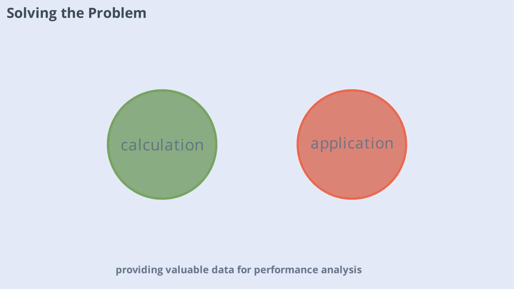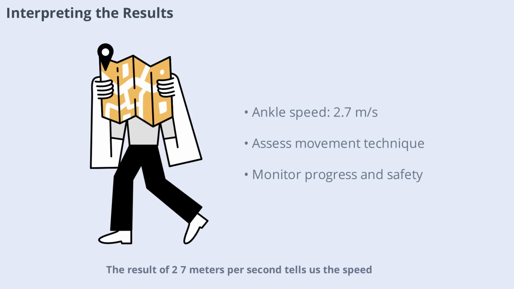The result of 2.7 meters per second tells us the speed at which the ankle joint moves during the exercise. This information can be used to assess technique, monitor progress, and even prevent injuries by ensuring movements are performed within safe velocity ranges. Such insights are invaluable for trainers and therapists working with athletes or patients.